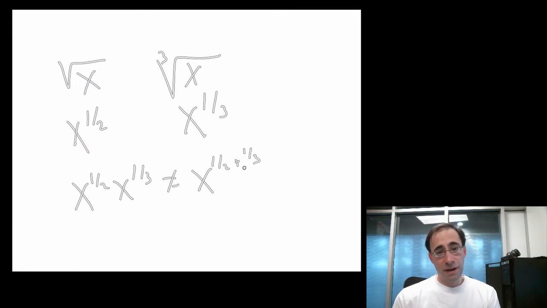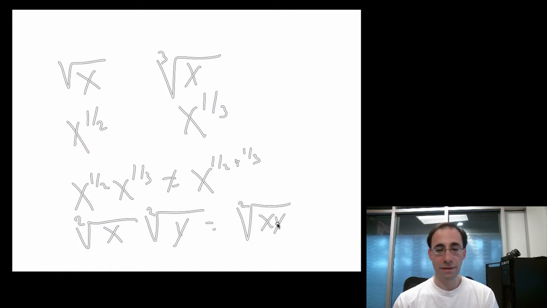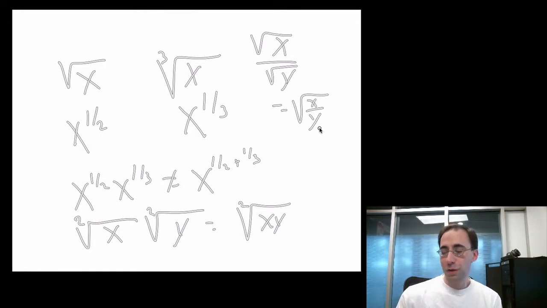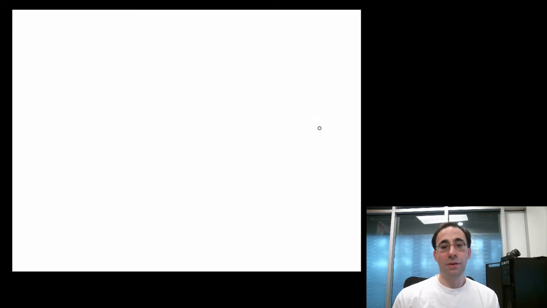Rather, you can't really combine radicals in any way, with the exception that if you multiply two of them together that have the same order, so they're both square roots, for instance, then you can combine the square roots together. Same thing's true for dividing. The square root of x over the square root of y equals the square root of x over y. And that's true for cube roots and so on, not just square roots. But this is the only way you can actually combine roots or radicals together.